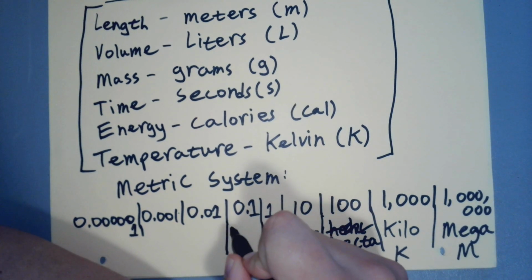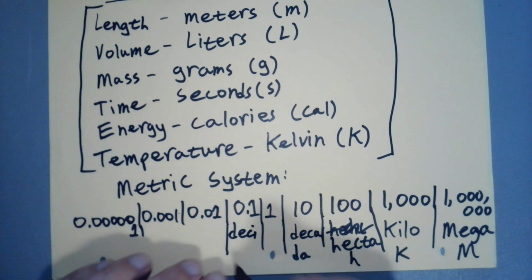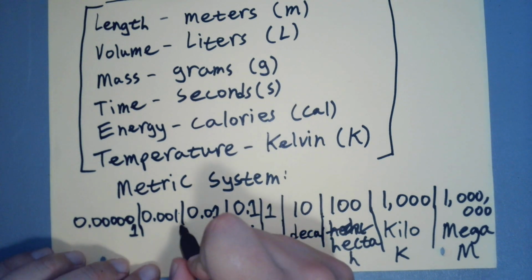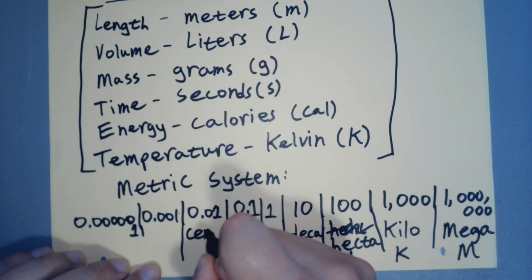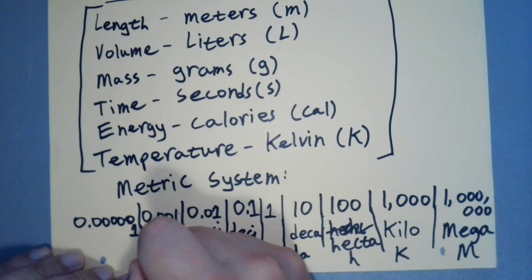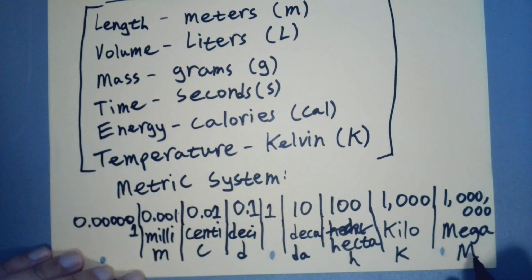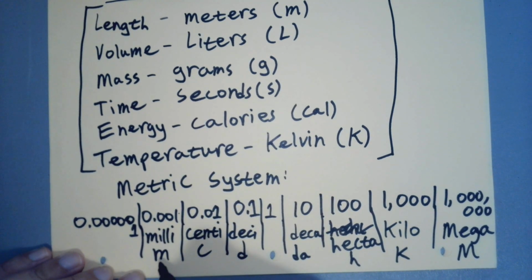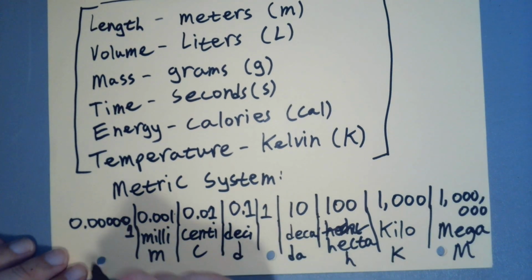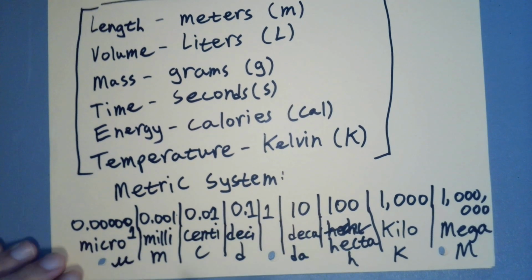And so if we go the other way, a tenth is deci, D-E-C-I. That's just a lowercase d as abbreviation. A 100th is centi. That's just a c. A 1,000th is milli. That's a lowercase m. So mega is a capital M. Milli is a lowercase m. And then we have micro, which is 1 millionth. And that's a mu.